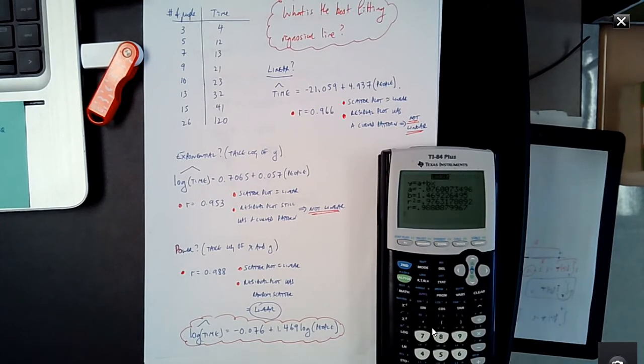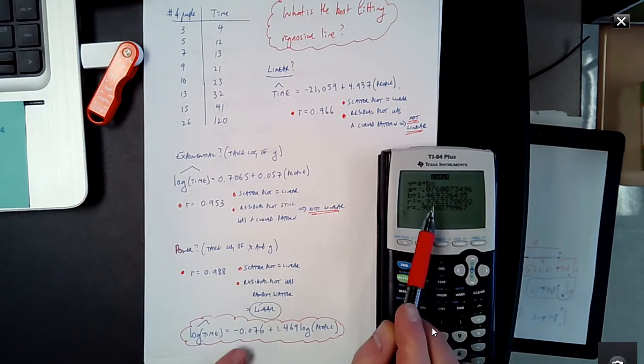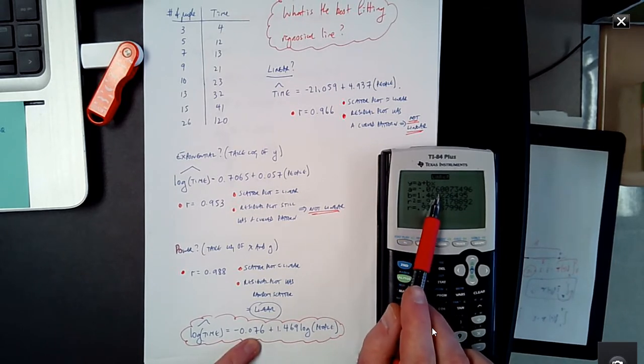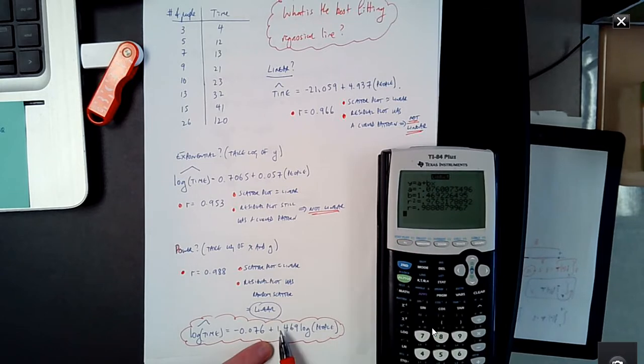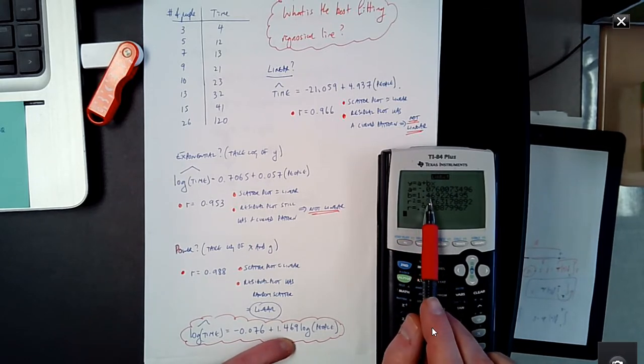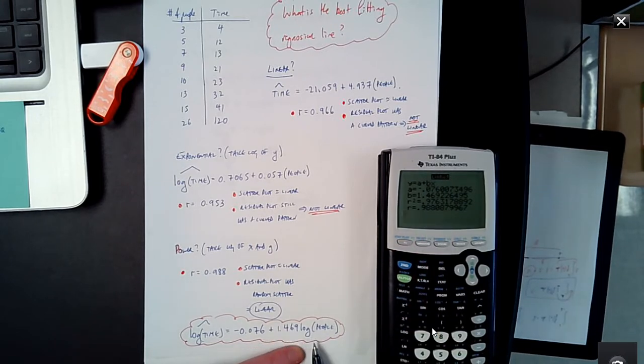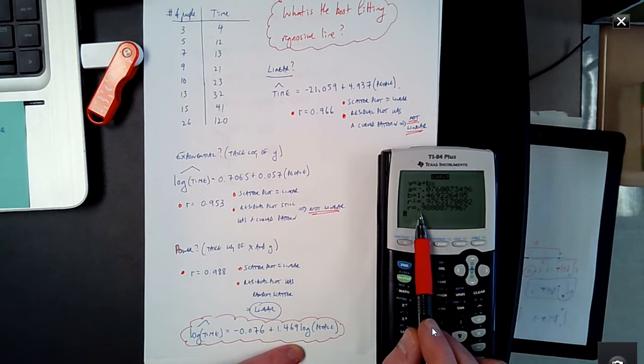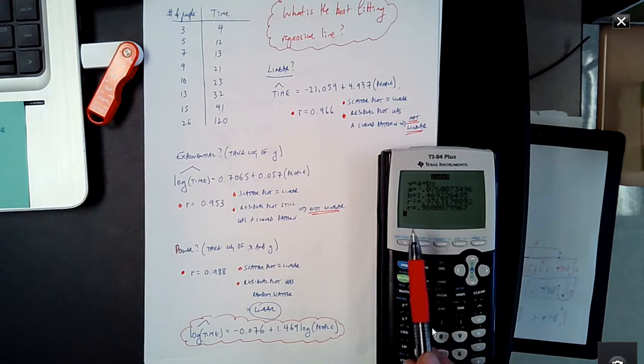Okay, and I'm going to write this equation down. So remember, it's going to be the predicted log of the time equals, we've got our negative 0.076, that's our y-intercept, plus our new slope of 1.469, but this time I multiply it by the log of the people. Now look at the R value there, 0.988. That's the closest that we've had. So this is a good sign. But remember, we've got to check that residual. We want that residual plot.